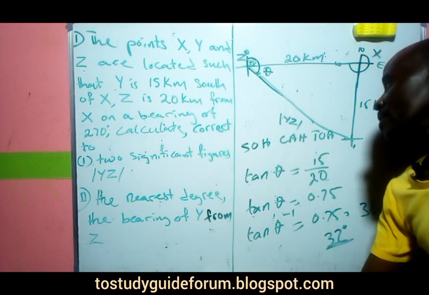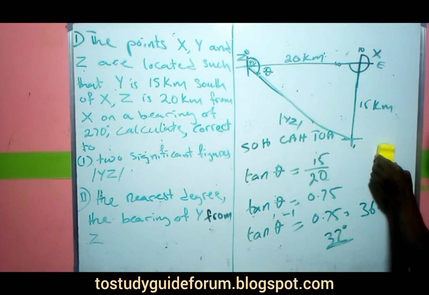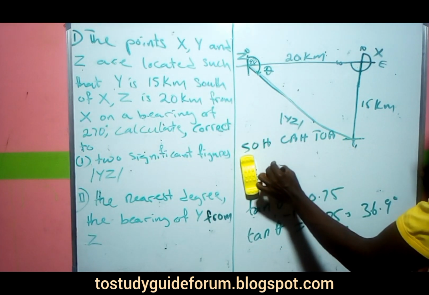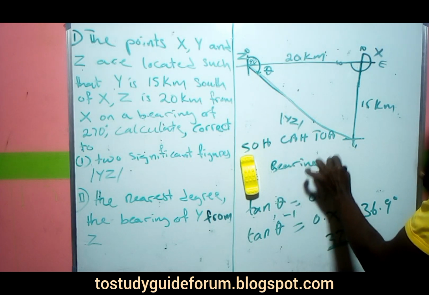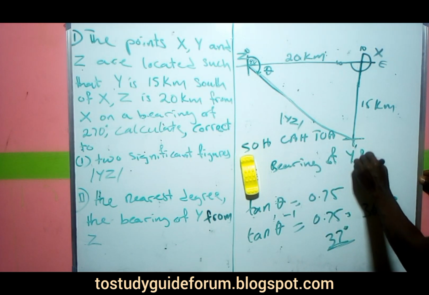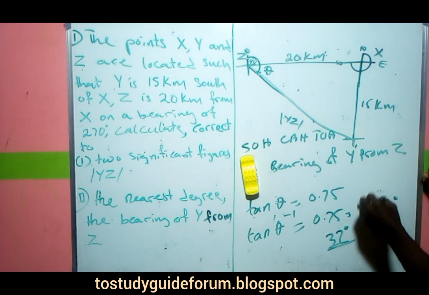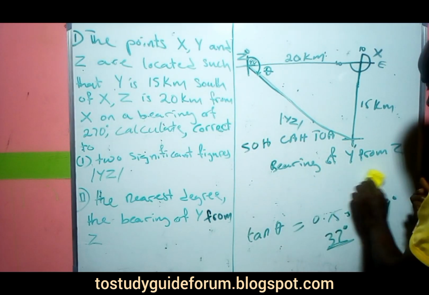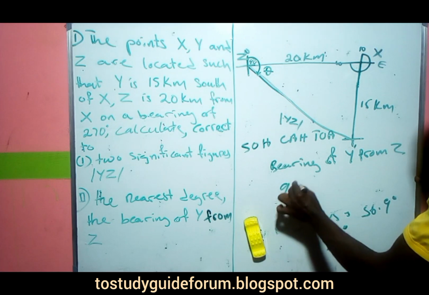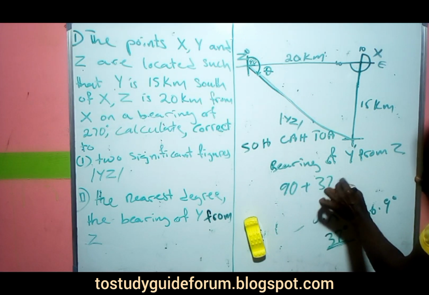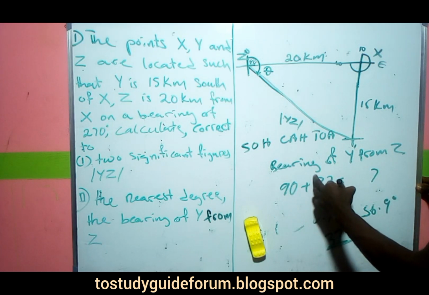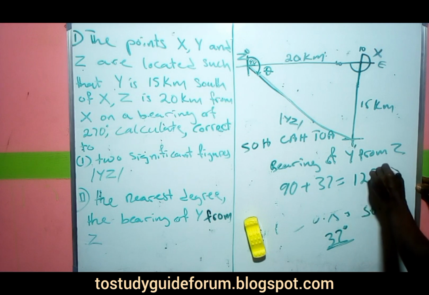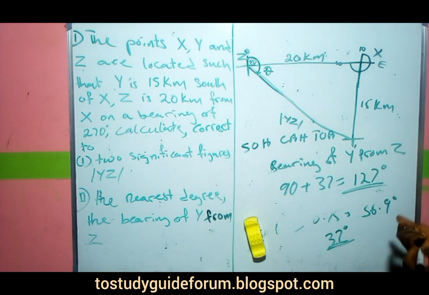Now the bearing itself, what we do about the bearing is that the bearing of Y from Z will then be equal to 90 plus 37. That will give us 127 degrees.